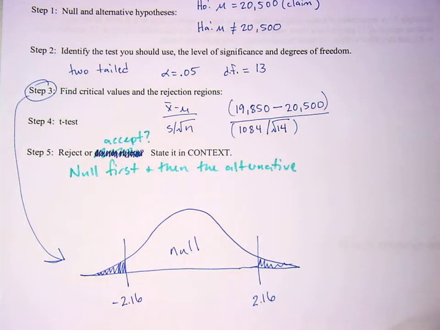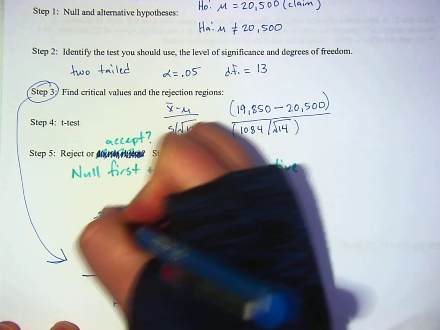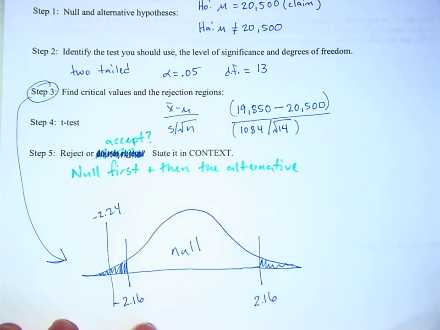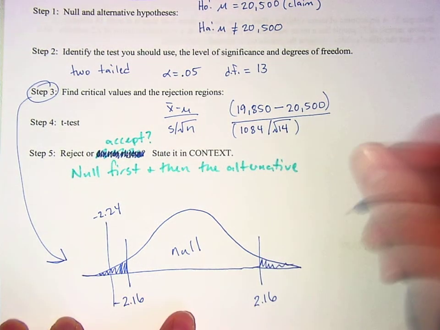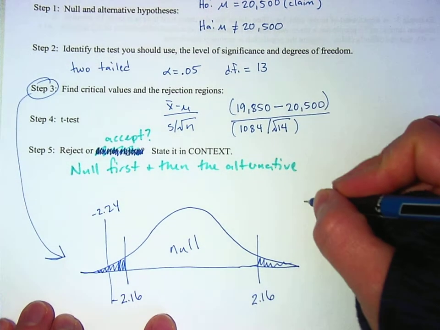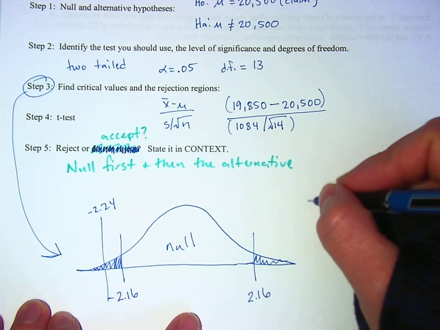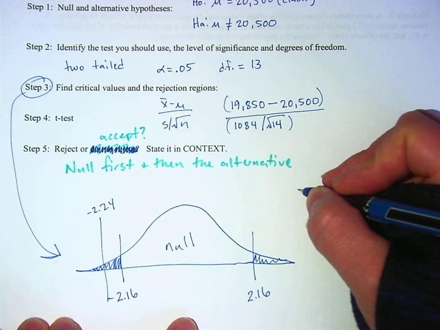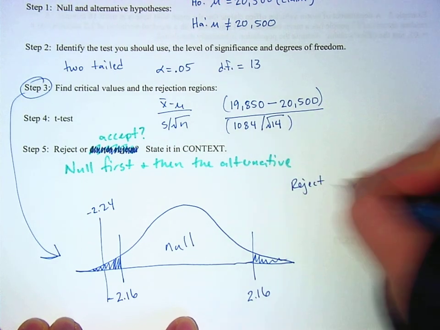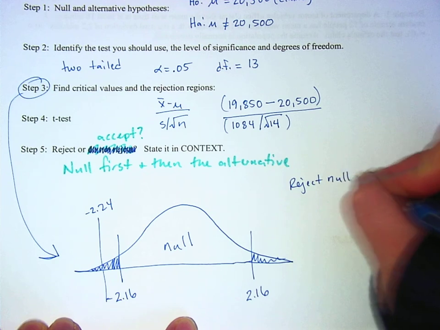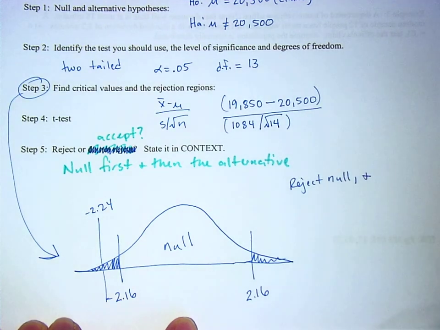Did you guys get negative 2.24? All right, so negative 2.24 is our standardized test statistic. So what do we do? Accept or reject? The null. Okay. Reject, because it's in the rejection regions. So reject the null. And what does that mean about the claim this time?